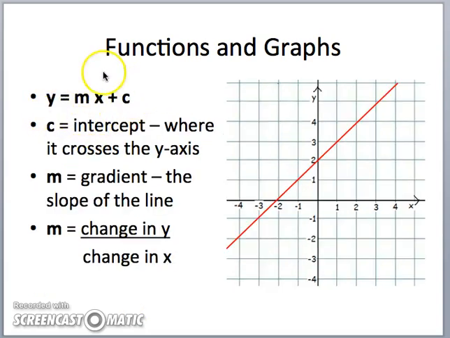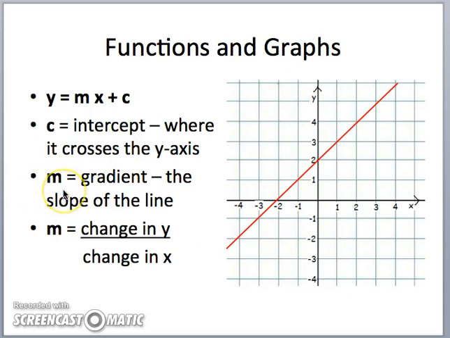Now we talk about this equation here, y = mx + c. This is usually the normal way of writing the general form of a linear equation. The m stands for the gradient of the line, how much it is going up by or down by, and the c represents the intercept. That is the point where it crosses the y-axis.